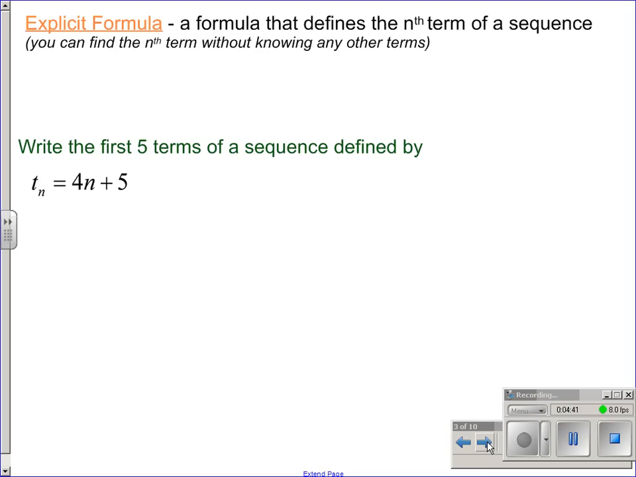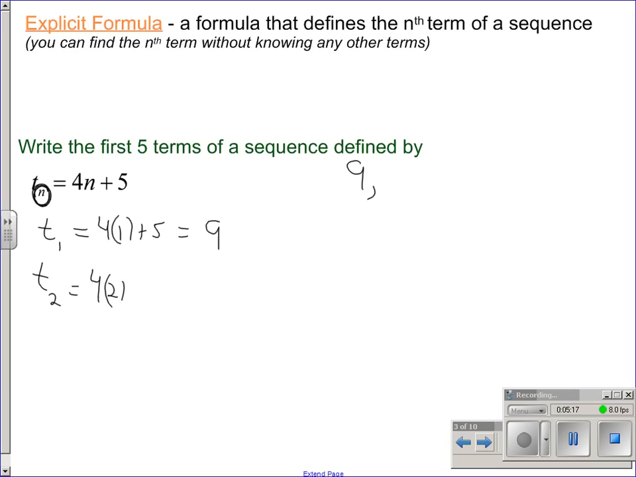For this example, it wants us to write the first 5 terms of a sequence. So we're going to start with t sub 1, the first term. You just plug in the term number that you want. 4 times 1 plus 5, we get 9. So the first term of the sequence is 9. For the second term, we're going to do t sub 2. These little subscripts, this t sub n, are integers, they're term numbers, starting at 1, 2, 3, 4, fifth term, sixth term.